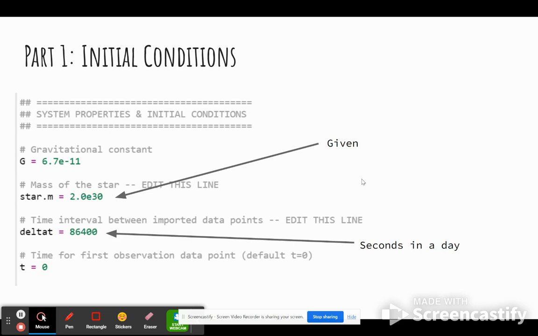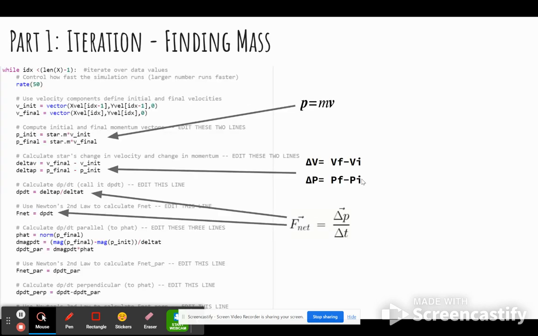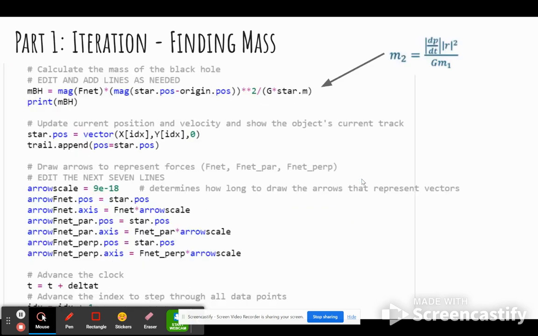As initial conditions, these are kind of given: the star mass, and the delta T is seconds in a day. And this is my iteration for part 1. We have momentum equals mass times velocity, and then we have our change in velocity and our change in momentum, and we just have our F net like we talked about before. All this is getting compiled into code, which will evolve into part 2.